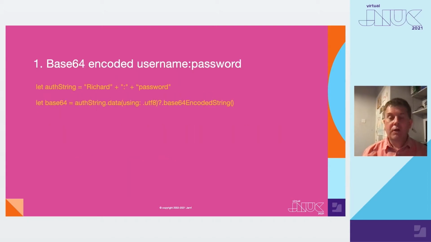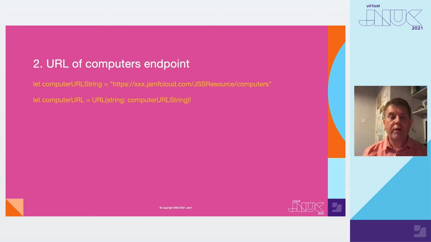So the first example we're going to look at with the classic API is just getting a list of computers, a very simple list of what computers are in your inventory. So step one is we need our base 64 for name and password. We've seen this already, so we're going to create our base 64. Then step two, we need to create a URL of the endpoint of the API we want to hit. We already said that the classic API endpoint is your Jamf URL appended by JSS resource. And then for this particular API, we're going to append it with computers.